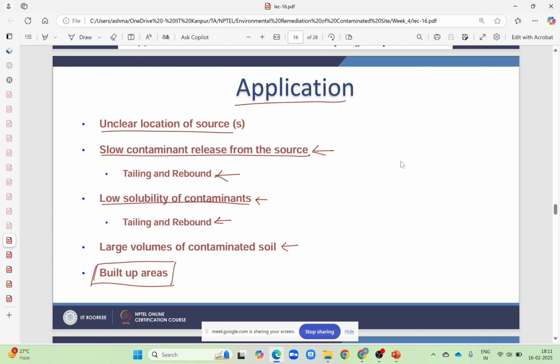So where there is tailing and rebound, we can use the PRB. Where there is low solubility of contaminants, there also we can see tailing and rebound. And then when we have to treat a large volume of contaminated soil, there we cannot apply pump and treat, but we can apply PRB for the treatment. And also with PRB, there is no construction on the ground, so that is also one of the advantages.